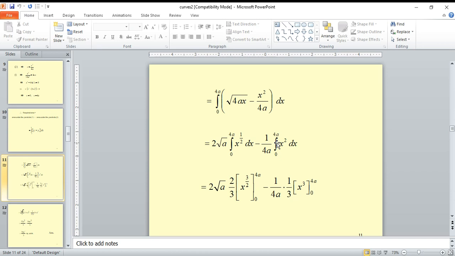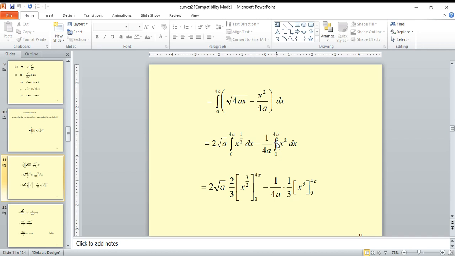So apply integration. Root 4ax. Root 4 is 2. Root a as it is root a. The root x equal to x power 1 by 2. 2 into root a is a constant. 2 into root a integration 0 to 4a x power 1 by 2 into dx minus 1 by 4a into integration 0 to 4a x square dx. That is equal to 2 root a into integration of x power 1 by 2, which is x power 3 by 2 by 3 by 2.